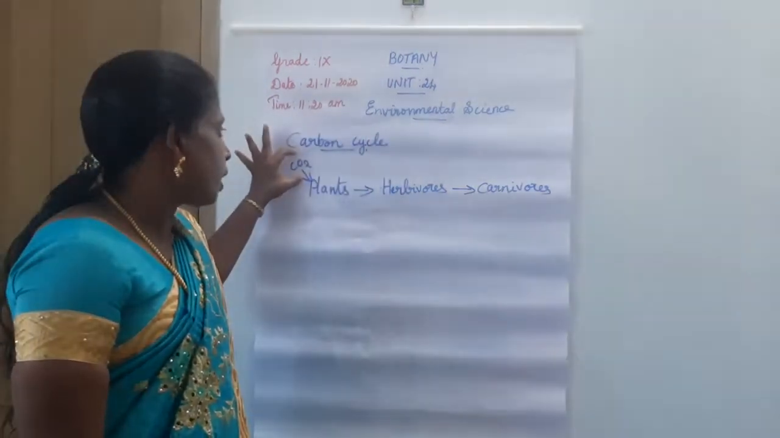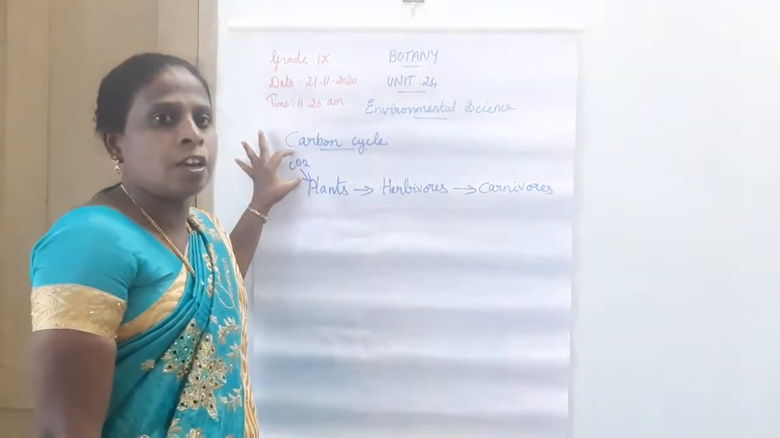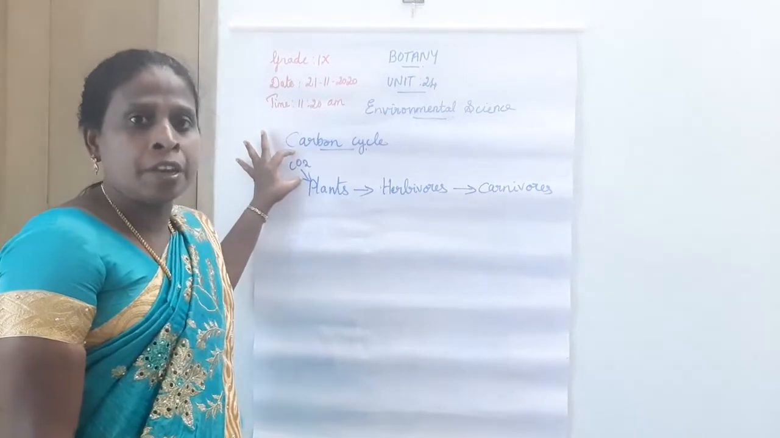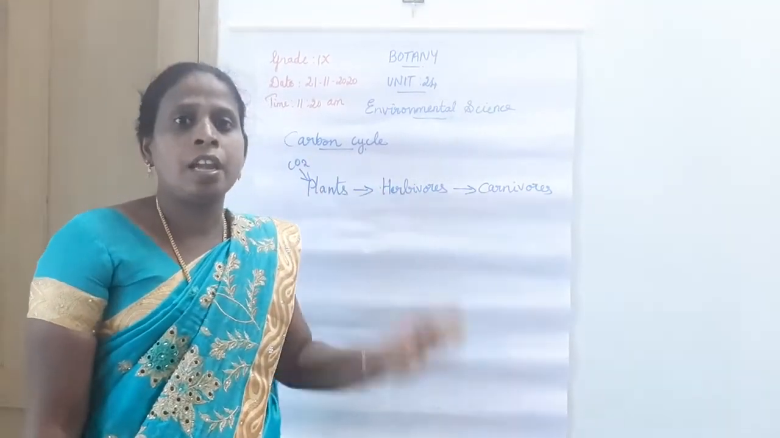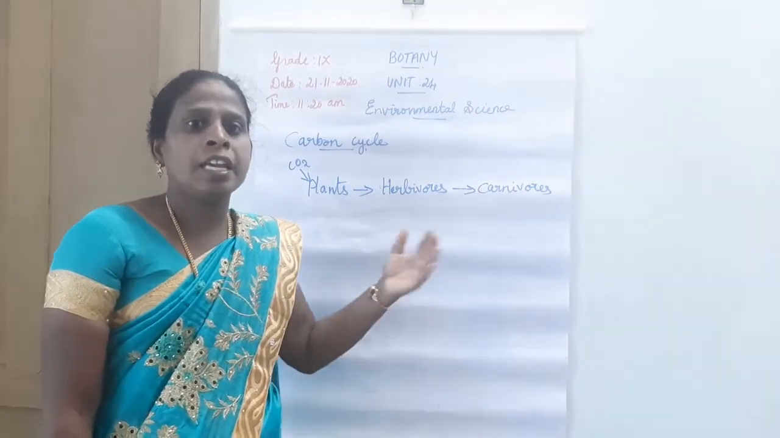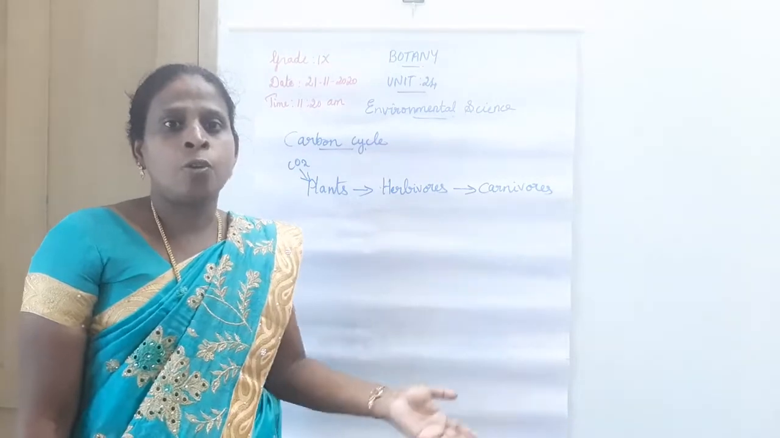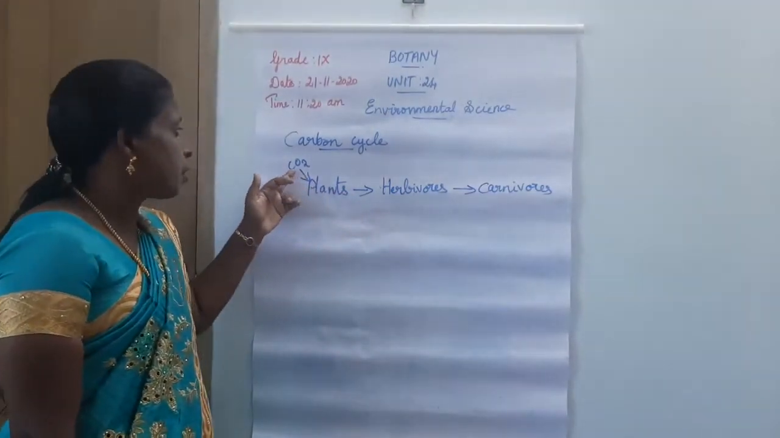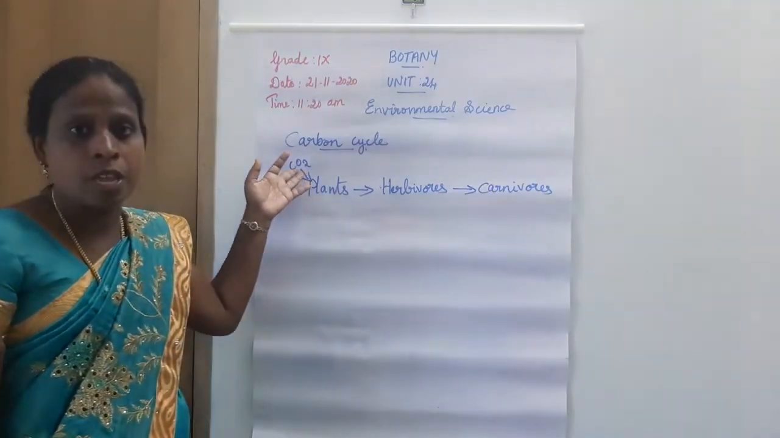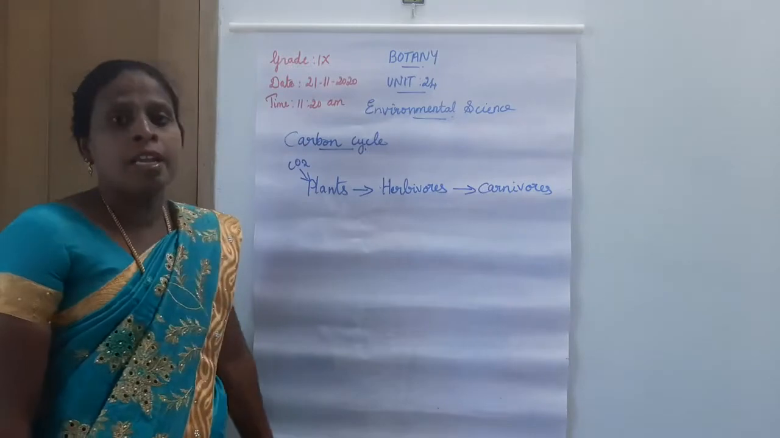This carbon dioxide is called a greenhouse gas. It will affect the environment. Due to the increase in carbon dioxide in the atmosphere, the temperature on the earth increases, that is global warming and the greenhouse effect, which take place by increasing carbon dioxide in the atmosphere. So this is about the carbon cycle.